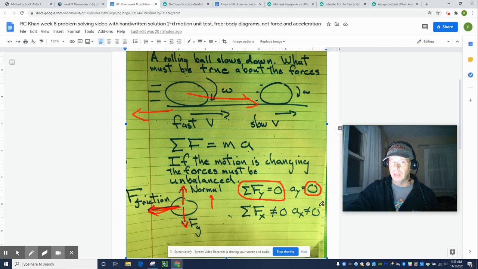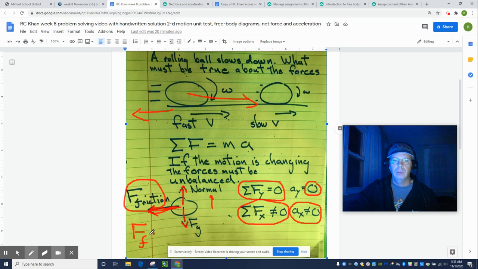It's slowing down, obviously, so the horizontal acceleration is not zero. And that means there must be a net force. And that one net force, that is the one horizontal force, is friction. Friction equals the coefficient of friction, mu, multiplied by the normal force. And we'll get into that in another video.